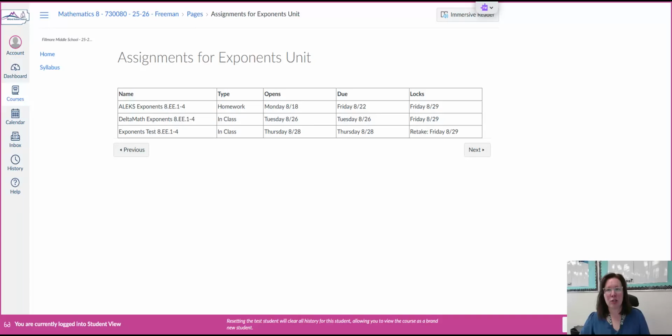So even if you miss it being due, there's no penalty for being late other than now you're falling behind and you now have more to catch up on, right? But then once it locks, that's it. It's not going to let you go back in and do it anymore.